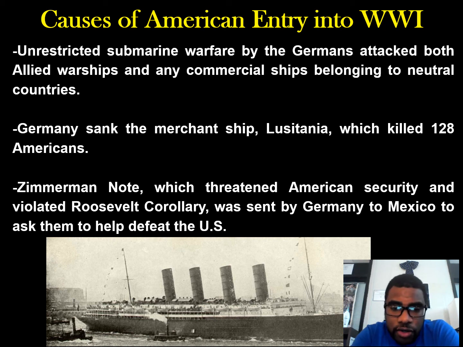The Zimmermann note, which threatened American security and violated Roosevelt's corollary, was sent by Germany to Mexico to ask them to help defeat the U.S. Of course, they offered to help them regain some of the territory that they did lose to the United States, places like California, New Mexico, and I think it was also Texas as well.